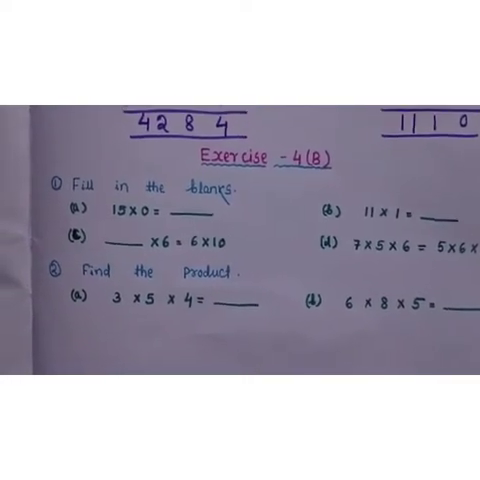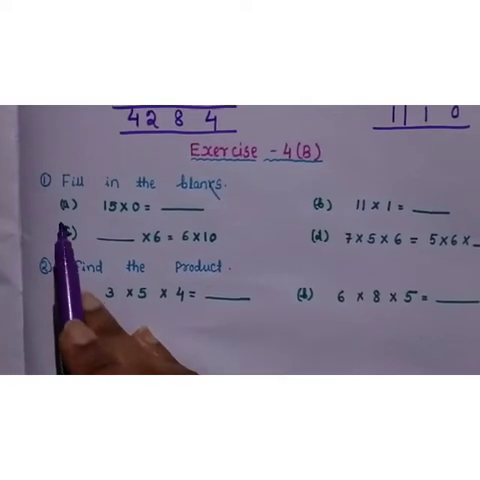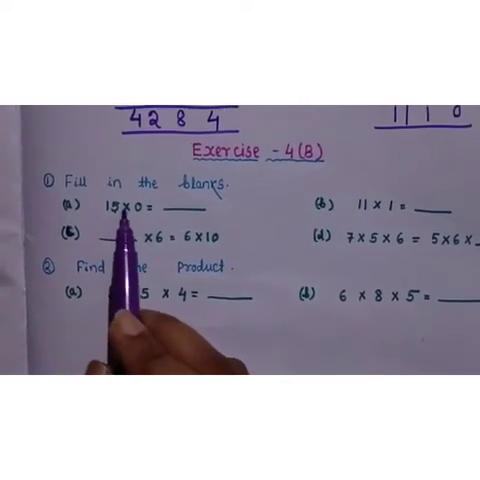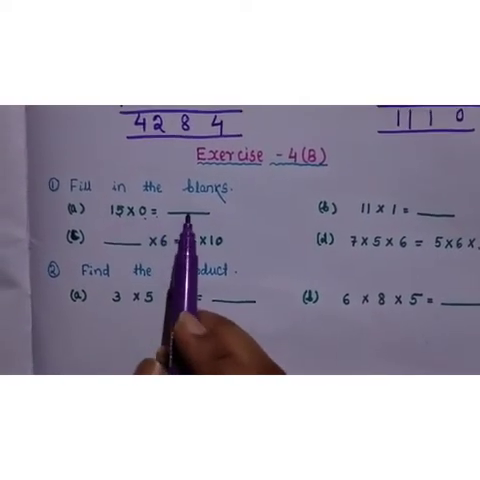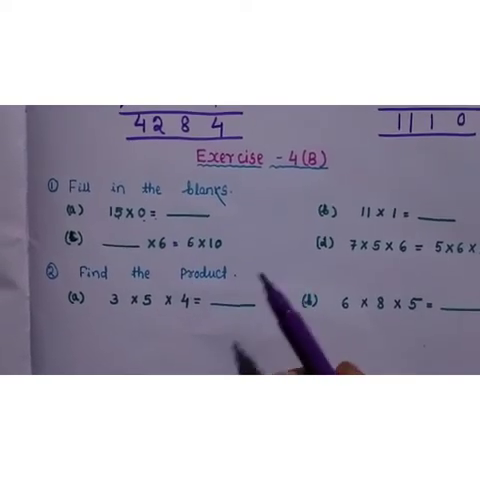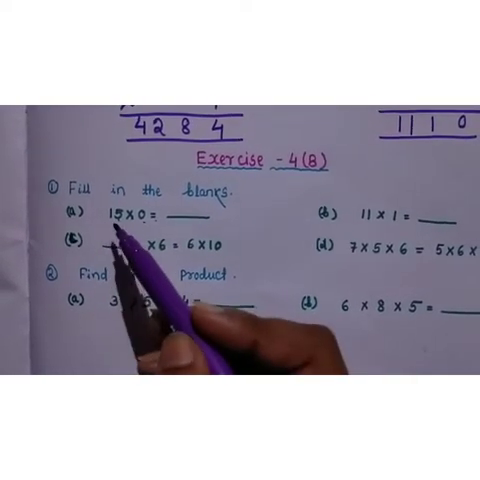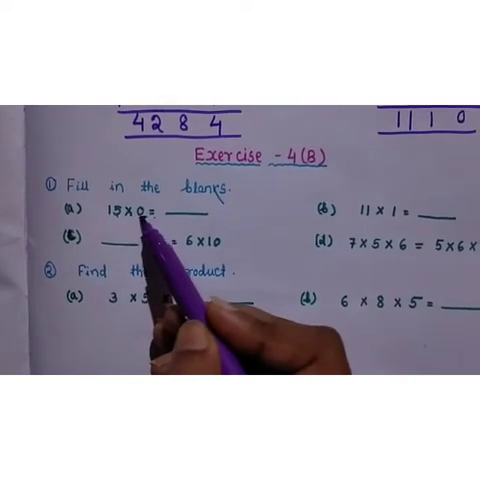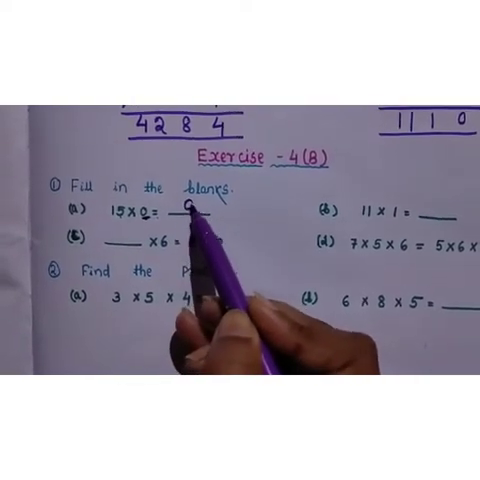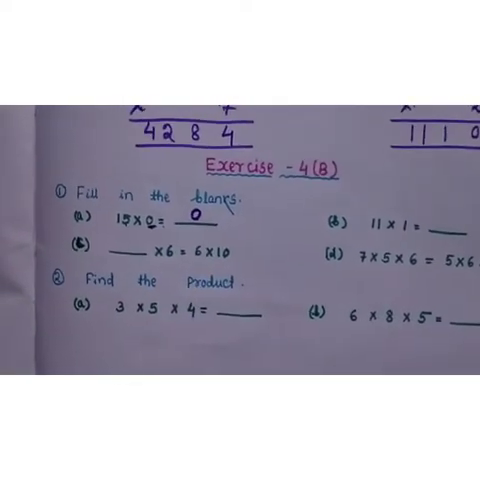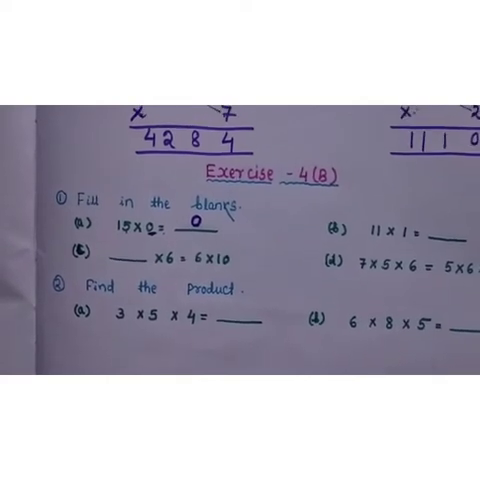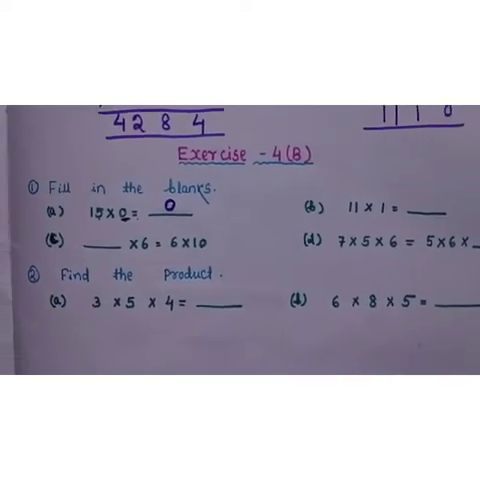Understood? So see the first number, what is given here. 15 into 0 equal to how much, students? It is so easy. Remember the property: when a number is multiplied by 0, the answer is 0. Understood? Always remember the property.